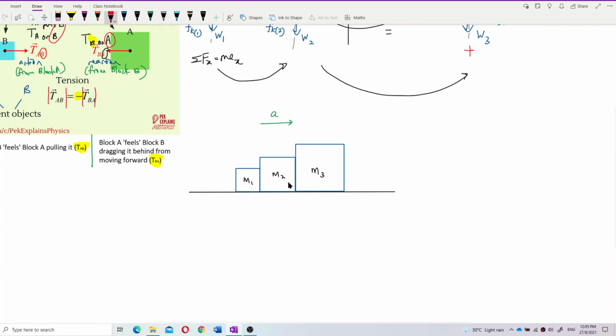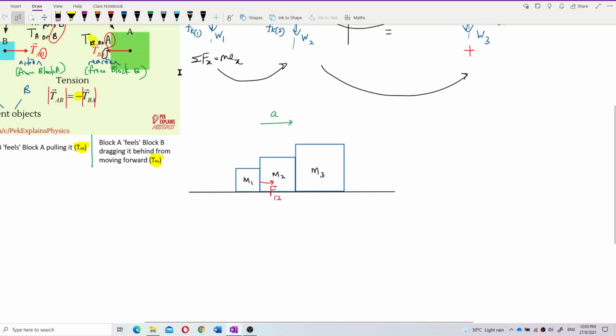Mesh 1 push mesh 2. This is normal. We put as contact force F1 on 2. Mesh 1 push mesh 2, so F12. But mesh 2 is okay.